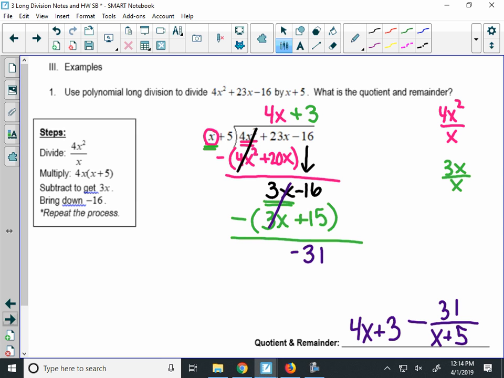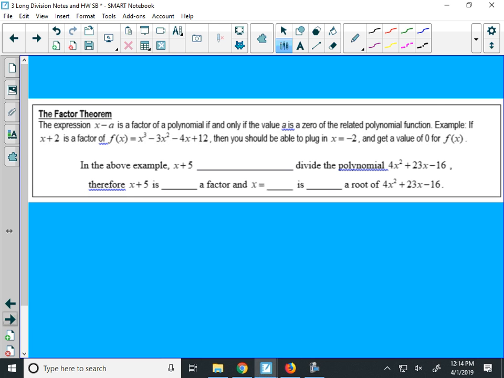Now we're going to talk about what that gives us, because we did this long division and I got the answer 4x plus 3 minus 31 over x plus 5. What does that do for us? Well, this is a theorem. It's called the factor theorem. A theorem is a math law. And this law says that you have a factor. We're going to call it x minus a for a general term right now.